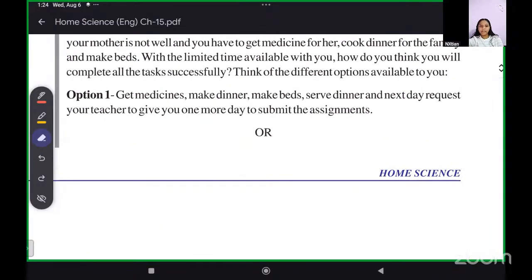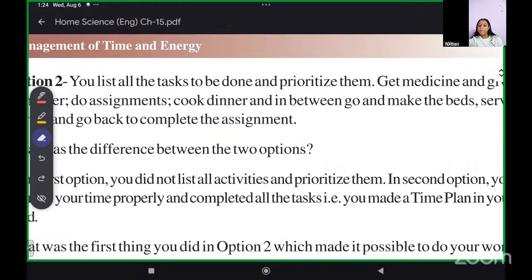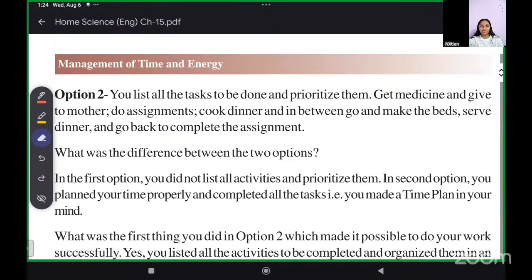Okay. In extreme conditions, when we are alone and we are managing everything alone, a serious condition, somebody in the family, it's a very hard time. That time we can request. But if we are able to manage, then we have to manage. Maybe it will take a little hassle, but you'll be able to manage. So manage it until it's not too extreme. What is the difference between the two options?